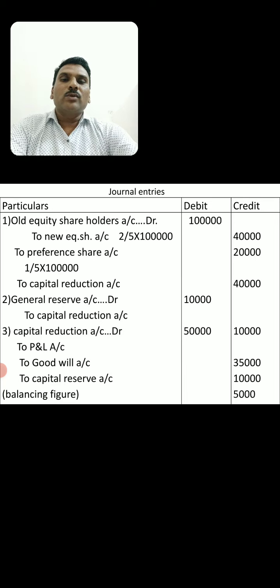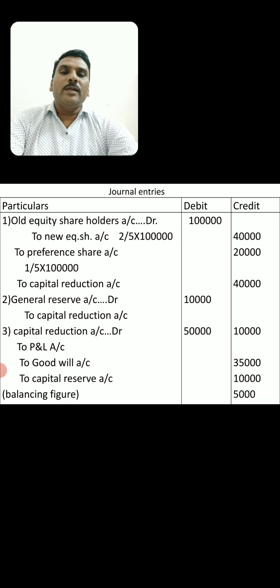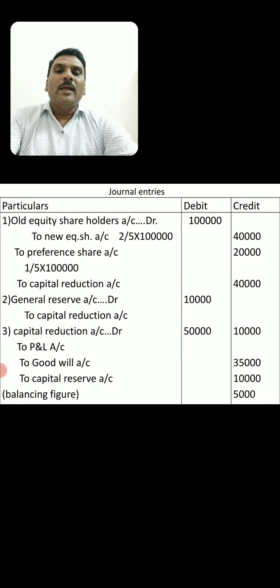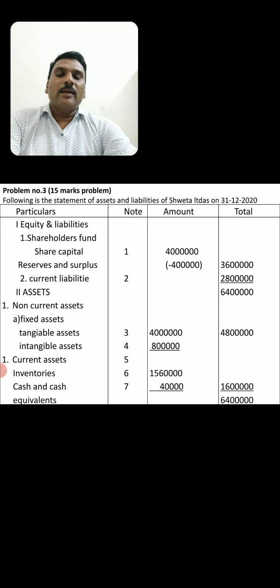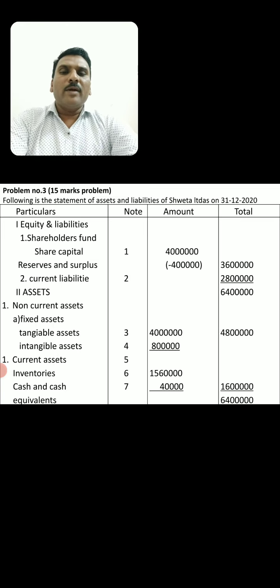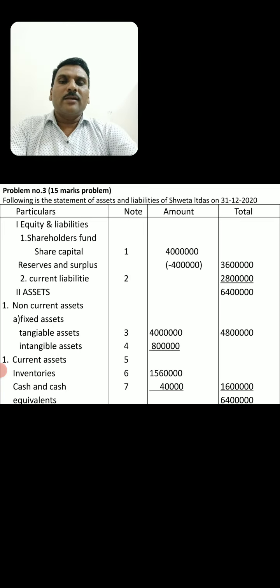That balance is to be transferred to the capital reserve account. Any balance remaining after payment of the accumulated losses and the reduction of assets is transferred to the capital reserve account, and that capital reserve account is shown under the heading reserves and surplus on the liability side. So after studying the 5 marks problem, now we will select a 15 marks problem.